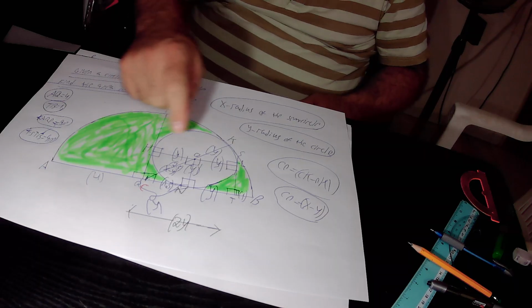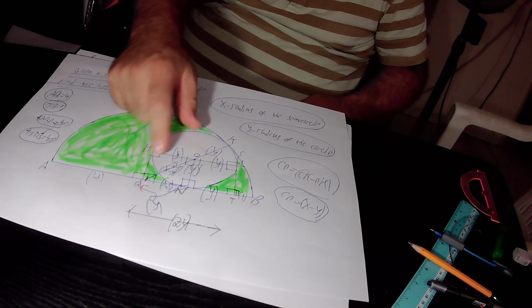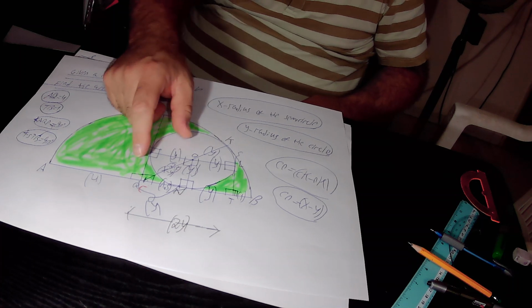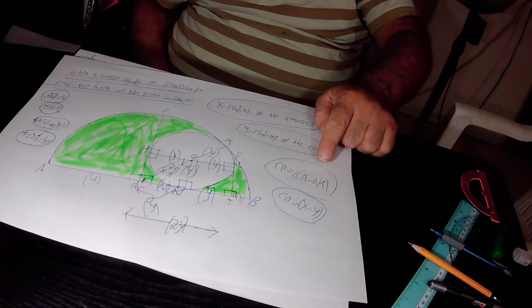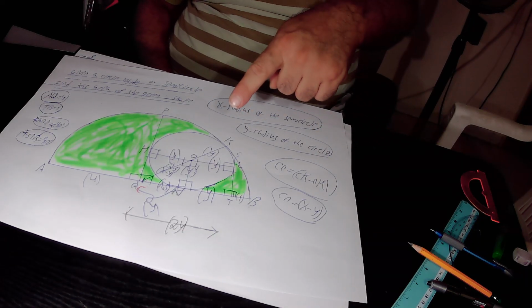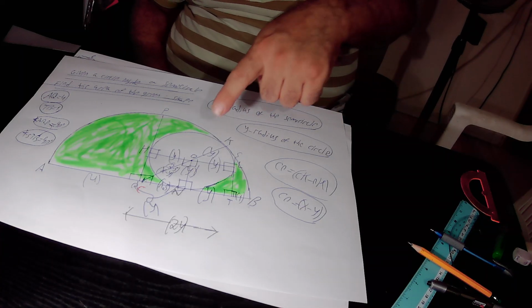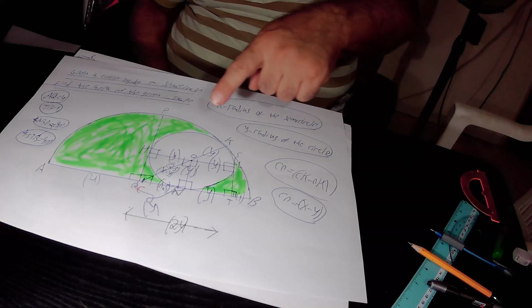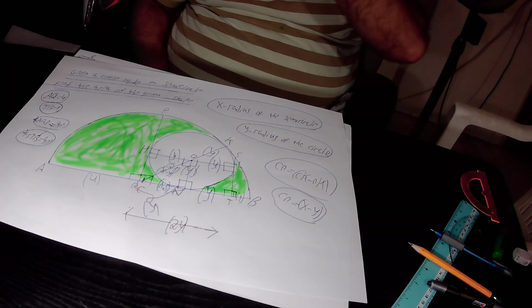If COK is one straight line, it means that CO must be equal to CK minus OK. CK is the radius of the semicircle, that is x, as OK is the radius of this small circle, that is y. So in total, CO equals x minus y.